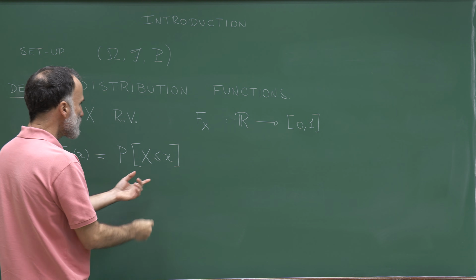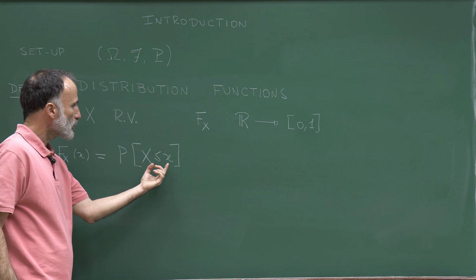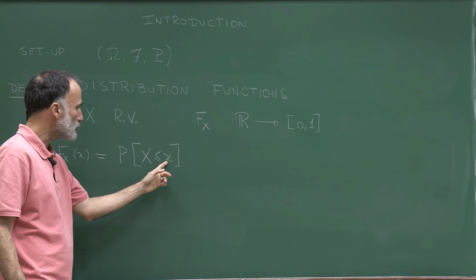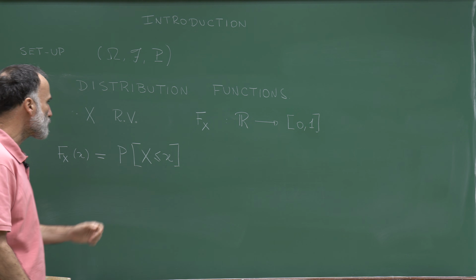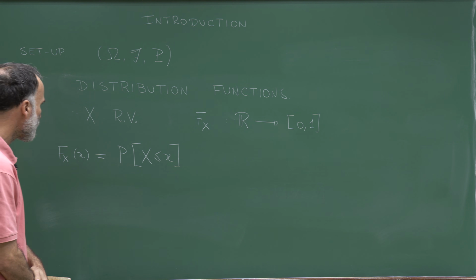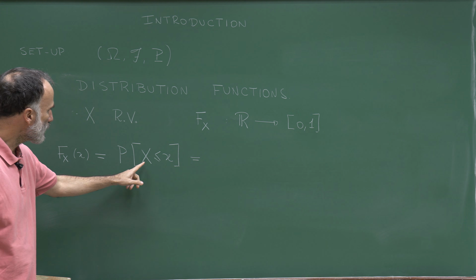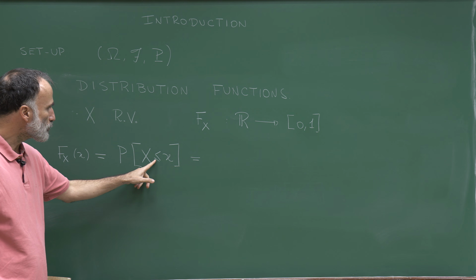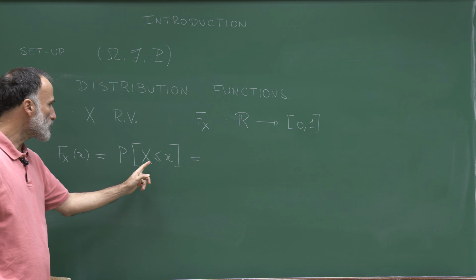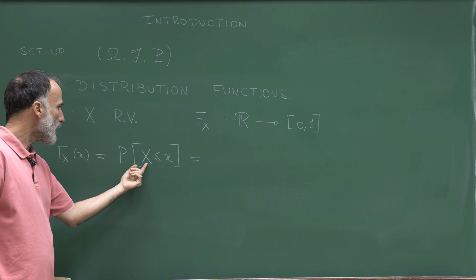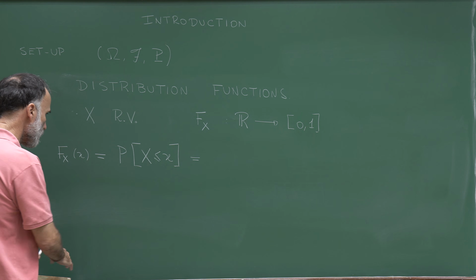So this is the inverse image of the interval minus infinity to x, closed at x. So this is a Borel set, so this expression is well defined. And mind here that I'm taking less or equal to. Certain authors will define the distribution function taking strictly less than x. Here we will adopt this convention.